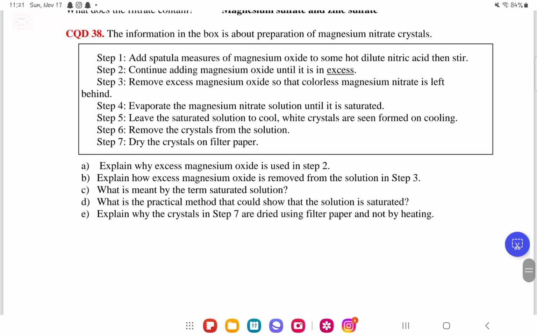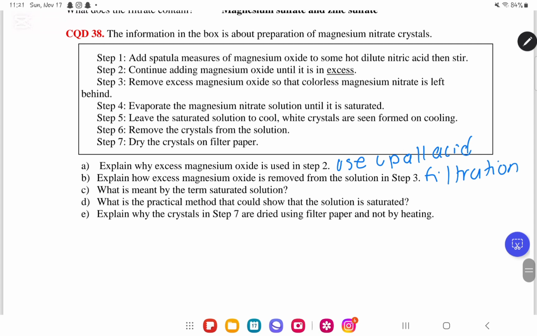Now, part A, explain why excess magnesium oxide is used in step 2. This is to use up all the acid. So, use up all acid. Part B, explain how excess magnesium oxide is removed from the solution in step 3 by filtration. Because it is excess, it's gonna stay as a solid.